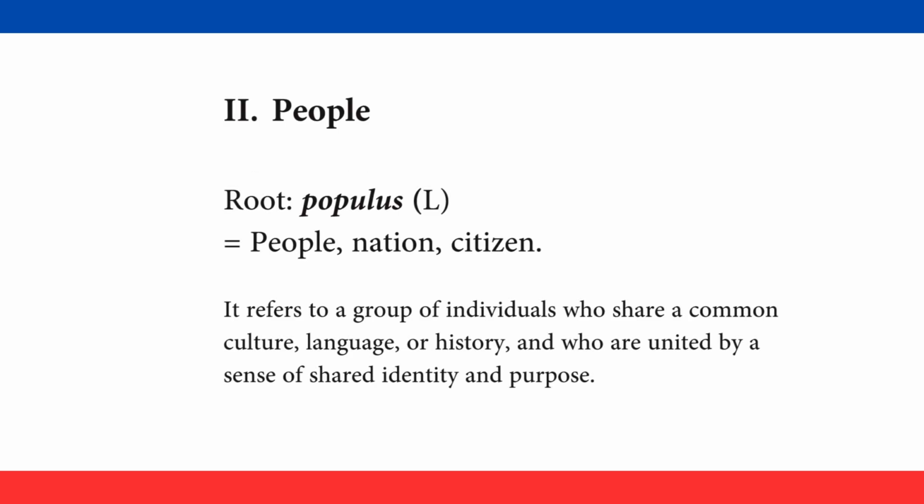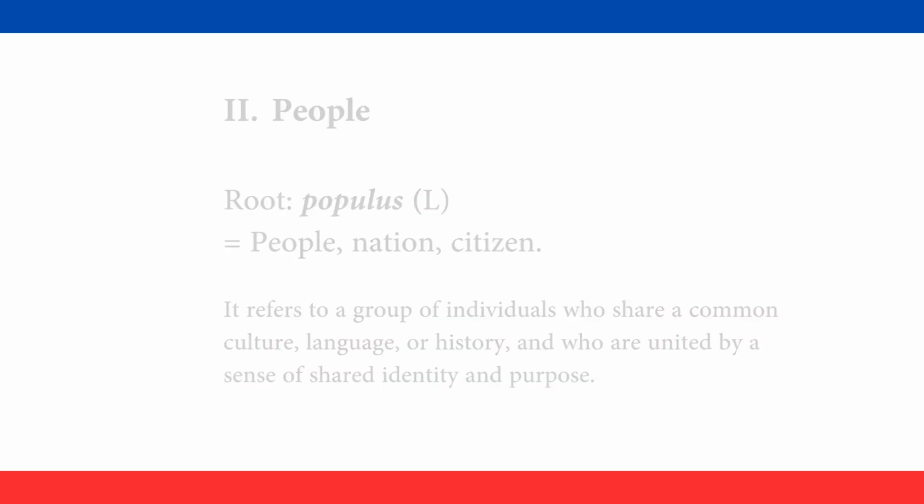Now, let's get down to section 2. It's about people. The first root in this section is populus, a Latin word which means people, nation, citizens. It refers to a group of individuals who share a common culture, language, or history, and who are united by a sense of shared identity and purpose.